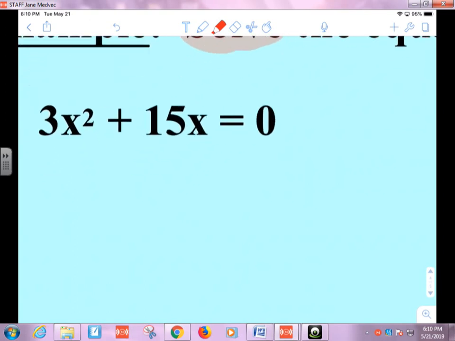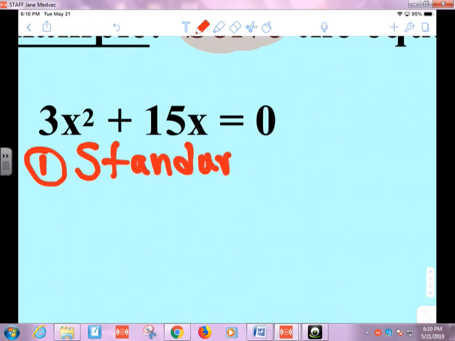So the first thing we're going to do is take a look at this, and we're going to do step 1. Step 1 is always going to be standard form. You're going to notice that this is in standard form because everything is on one side, and x squared comes first right here, and then the x comes next. It's something we've learned in the past. You should understand what standard form means. Sometimes they're in standard form, sometimes they're not. This one is, so it's easier.